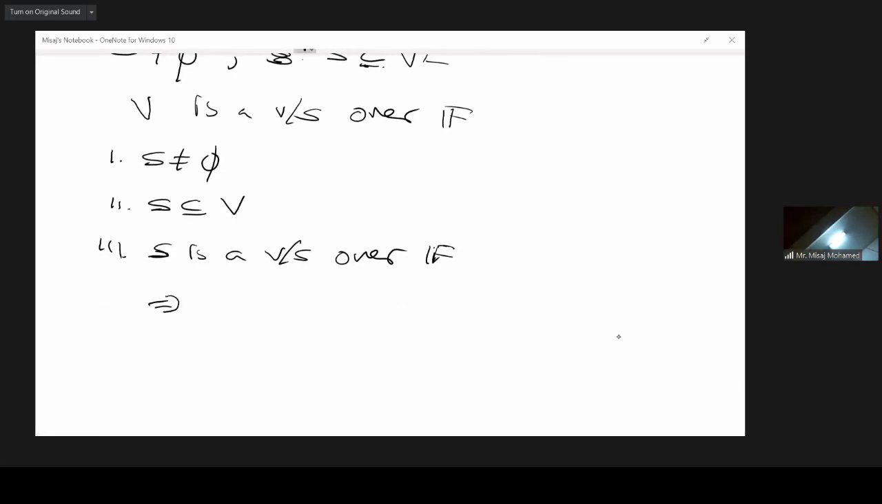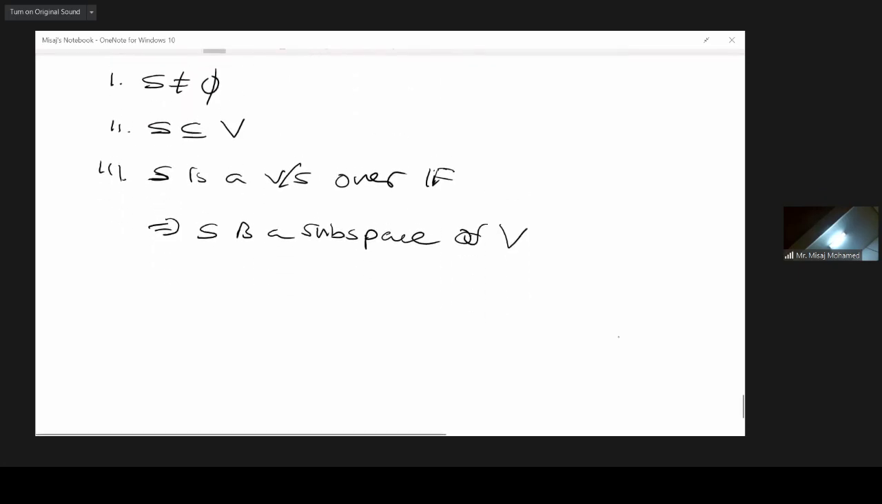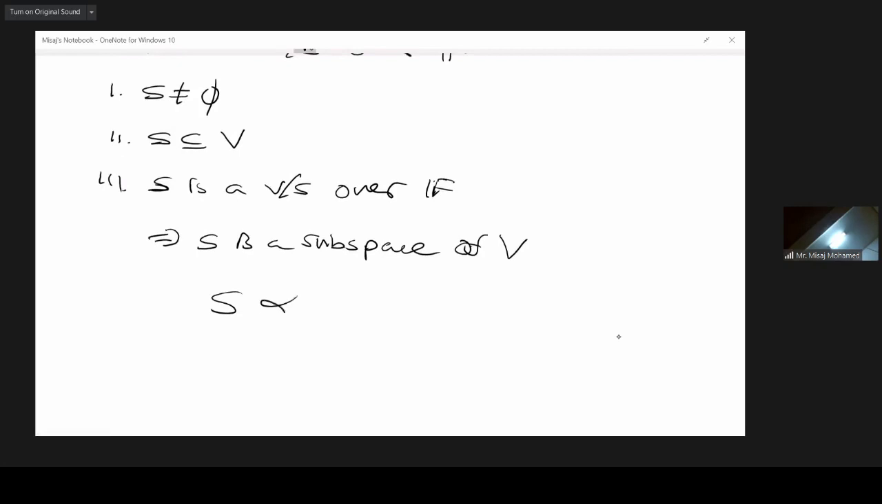Then we say that S is a subspace of V, denoted by S like this, V.